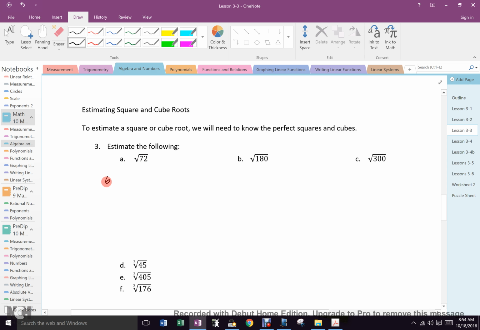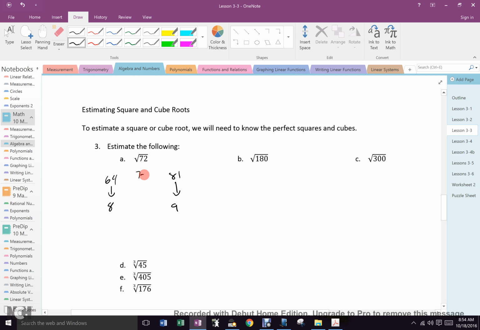What's it between? 8 and 9. So 64 has a root of 8. 81 has a root of 9. Yeah? Right? How far is it between 64 and 81? 17 steps, yeah? Right? And 72 is 8 steps past here, right?